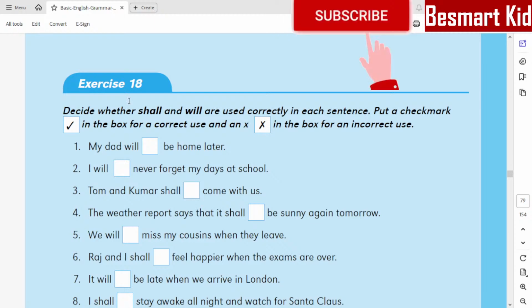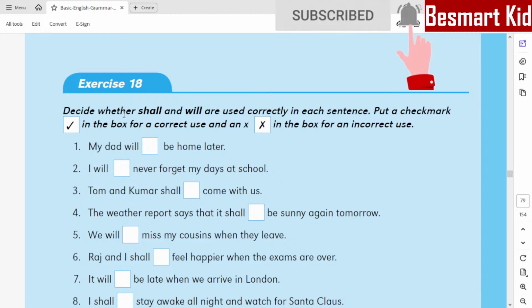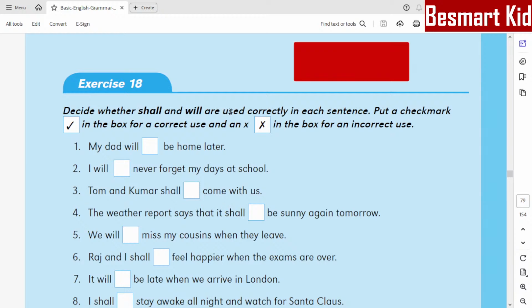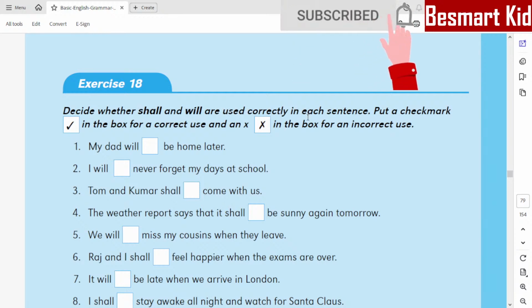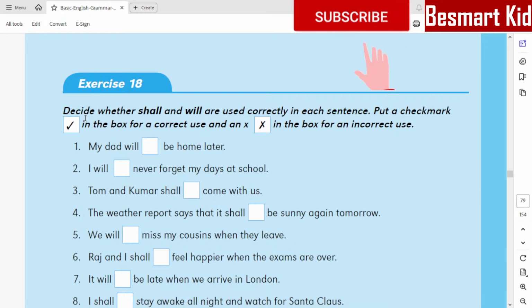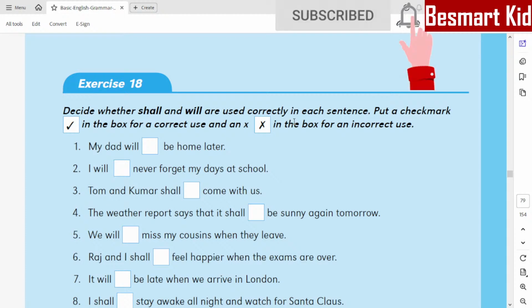Exercise 18. Decide whether shall and will are used correctly in each sentence. Put a check mark in the box for a correct use and an X in the box for an incorrect use.